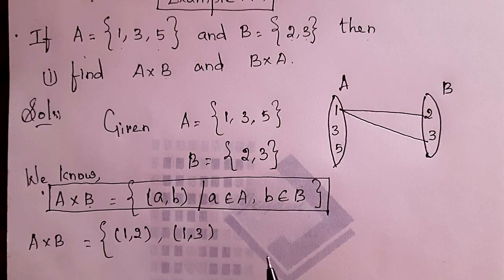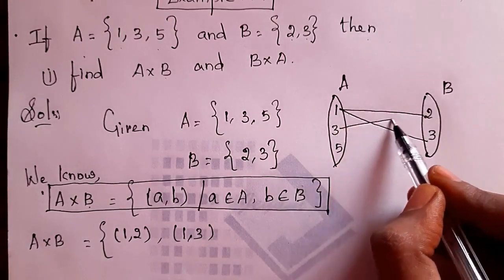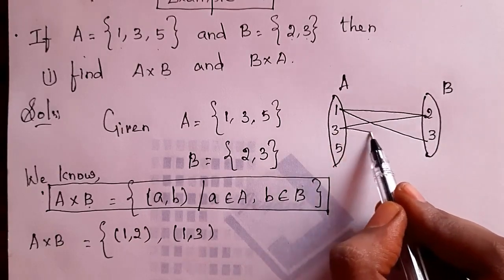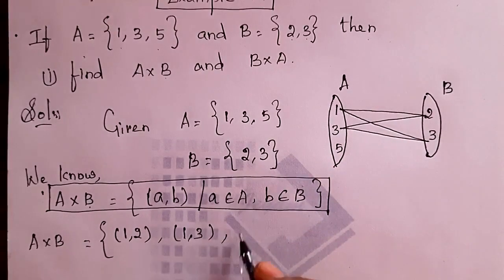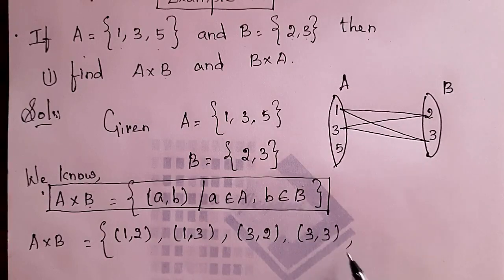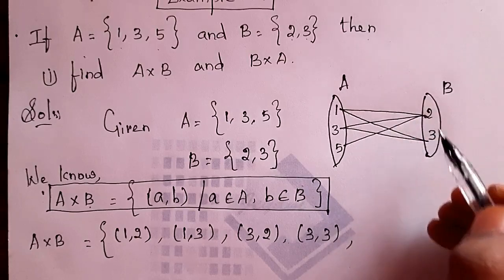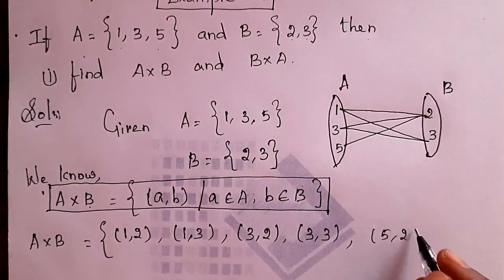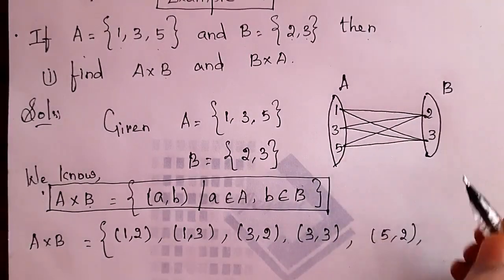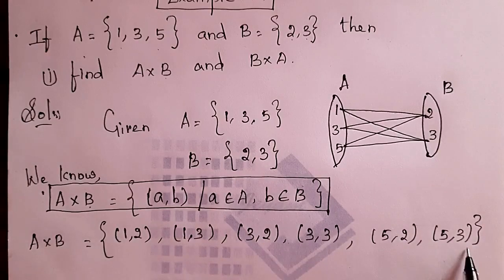First we got a pair. Next we can connect with the next number: (3, 2) and (3, 3). Next we can connect with 5. So (5, 2) and (5, 3). Can you find any other possibility? No. So we conclude this set.